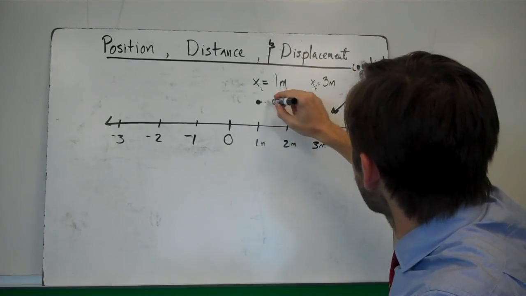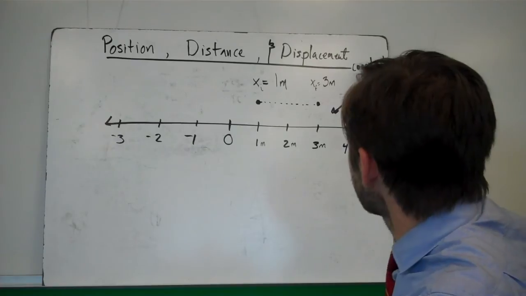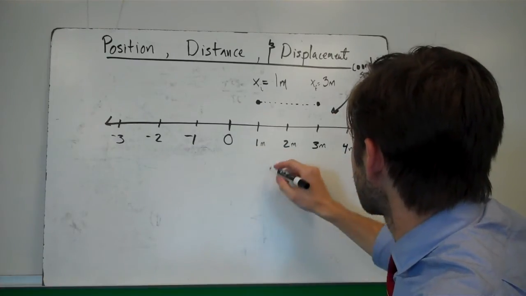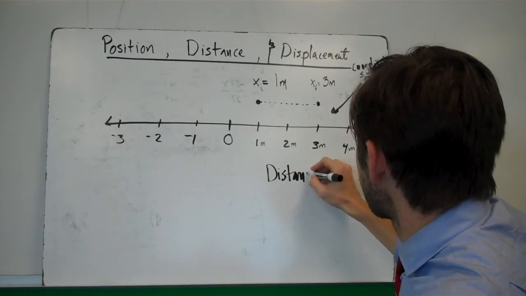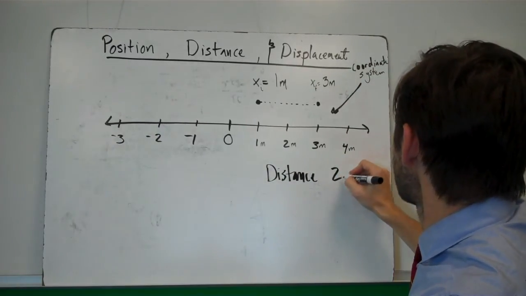Well, in order for that object to travel that way, it had to go from 1 meter to 3 meters. And so I would get the distance of this object, or its length of travel, as 2 meters.